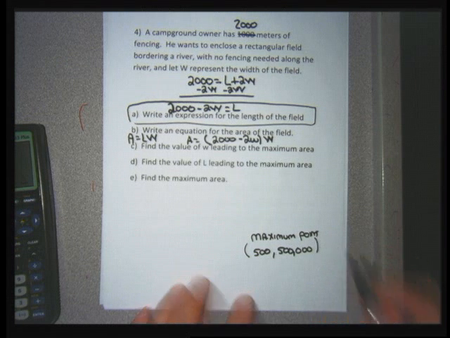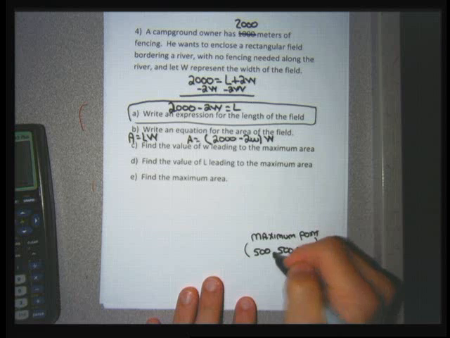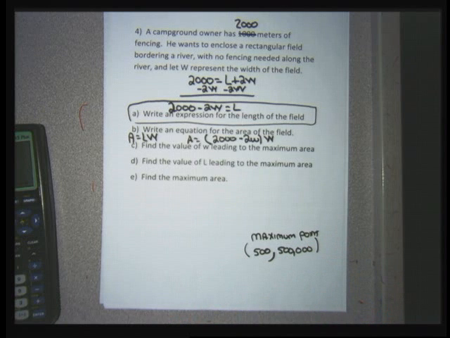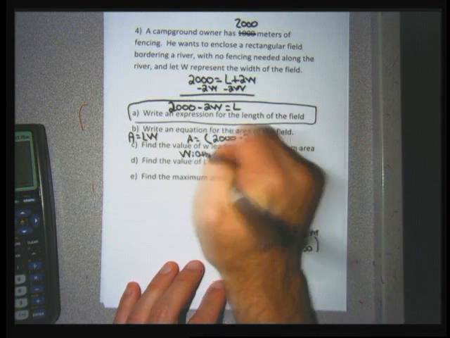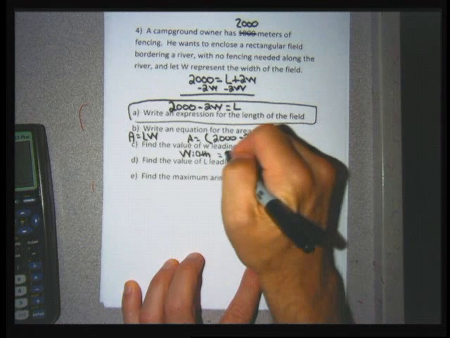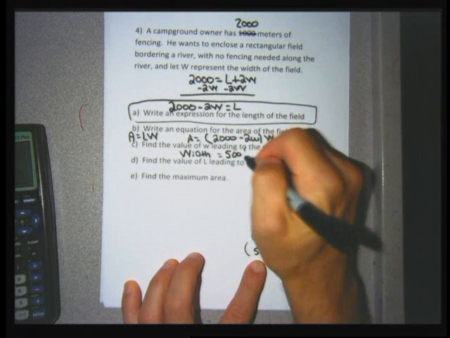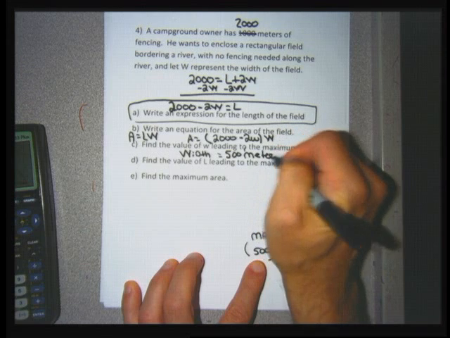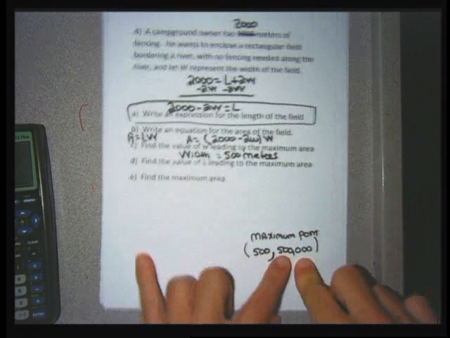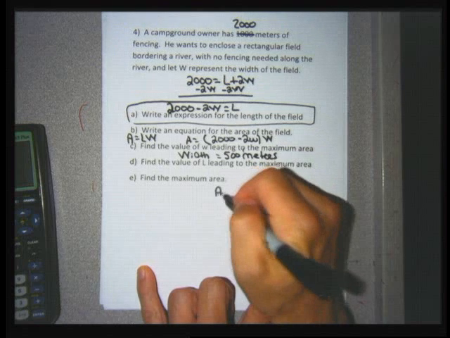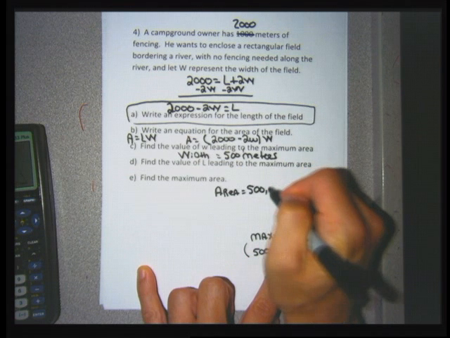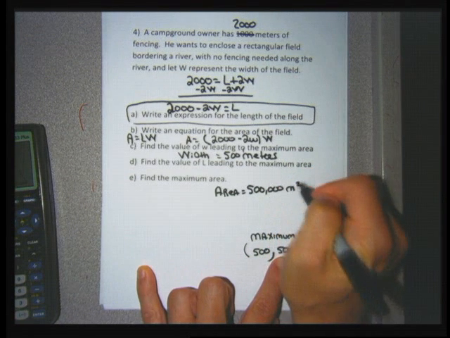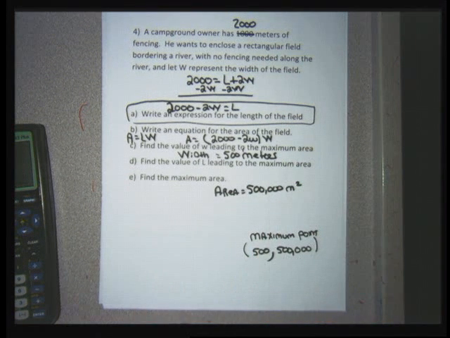So the maximum point is 500 comma 500,000, and the x coordinate of the maximum point is the optimal width. So the value of the width that leads to the maximum area is this 500. My units are in meters, so I'm going to write meters. The maximum area is the 500,000. My units are in meters, area are square units, so I'm going to write 500,000 meters squared. The last thing I need to do is get a value for L.